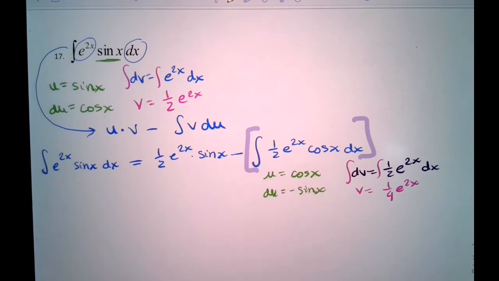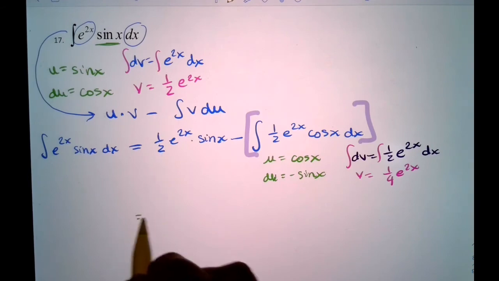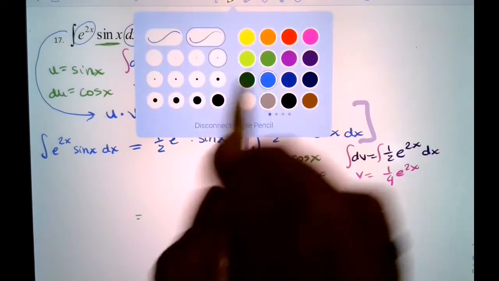Okay. So let's play around with this. Remember, I have part of my antiderivative here. I'm just going to carry on through. So let's start with that. I'll go back to blue.